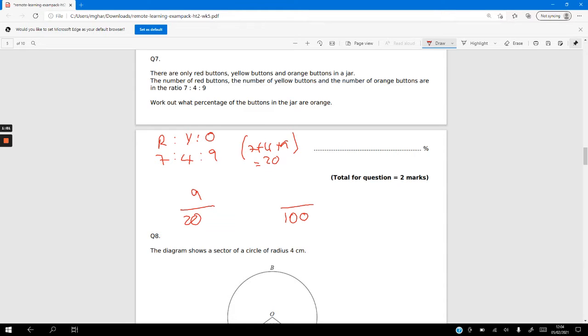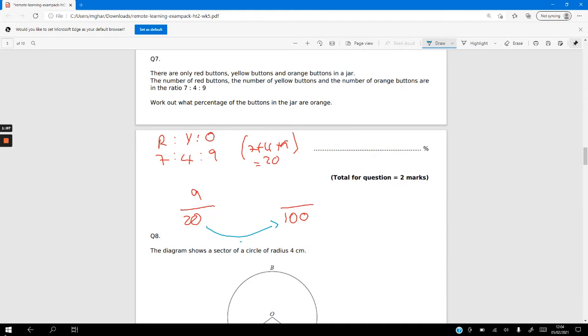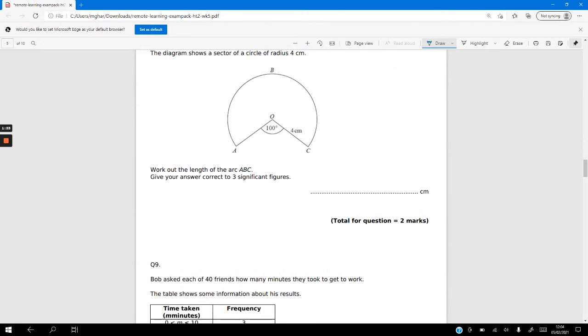To convert this into out of 100, I'm going to times by 5. 9 times by 5 is 45. So 45% is my answer. Right, question 8.